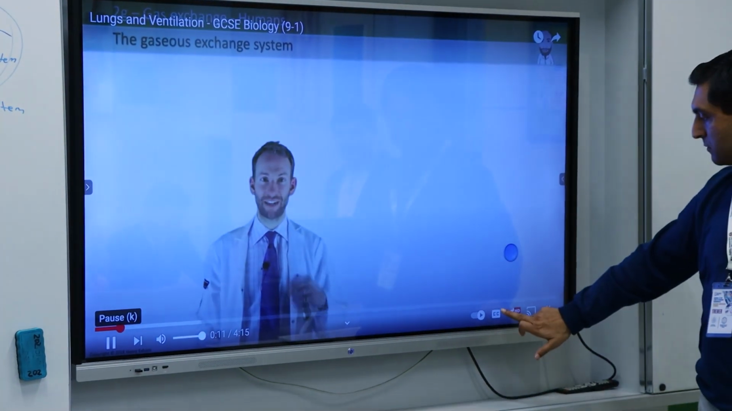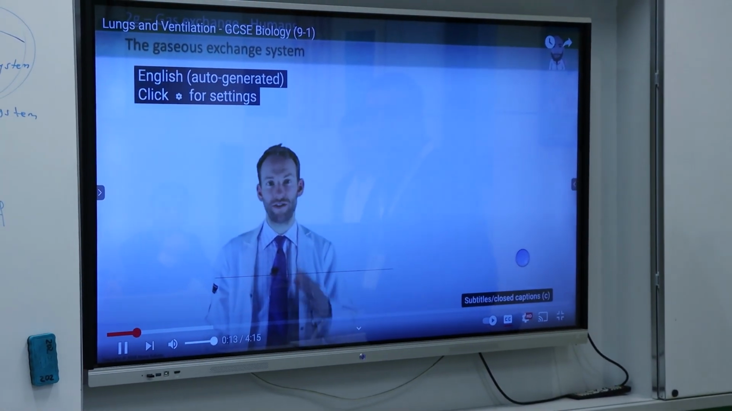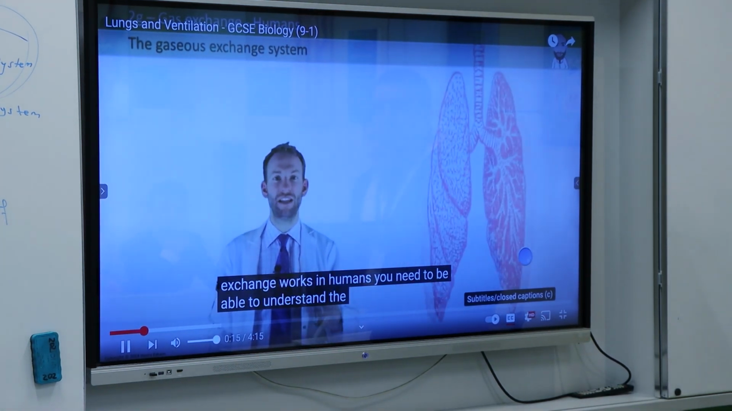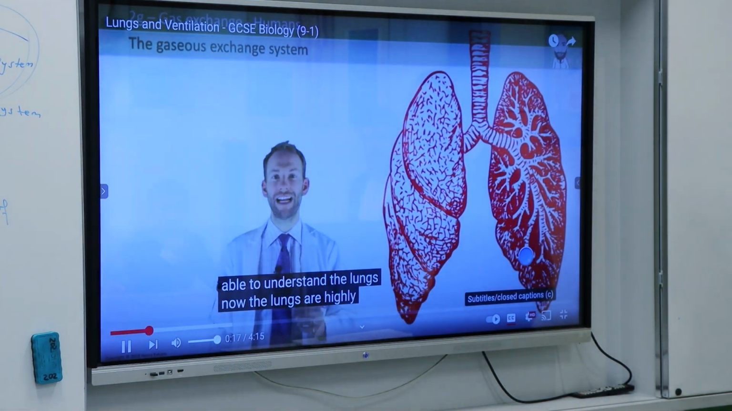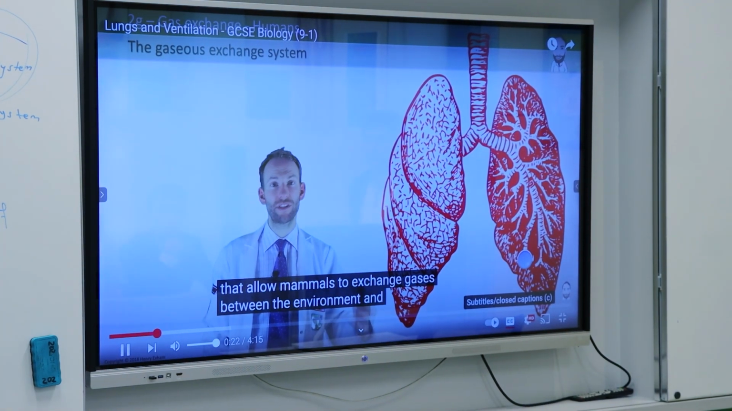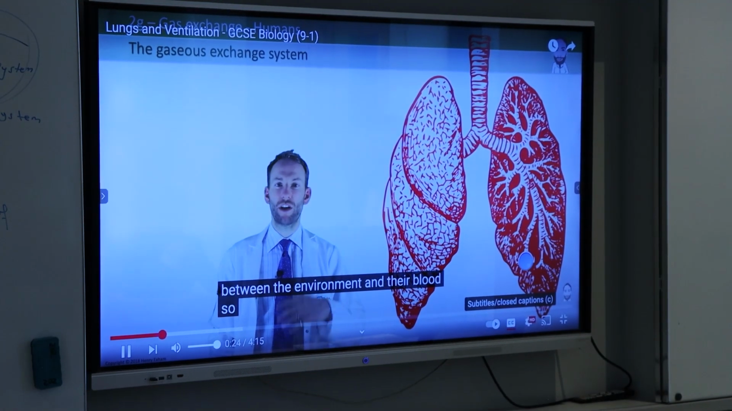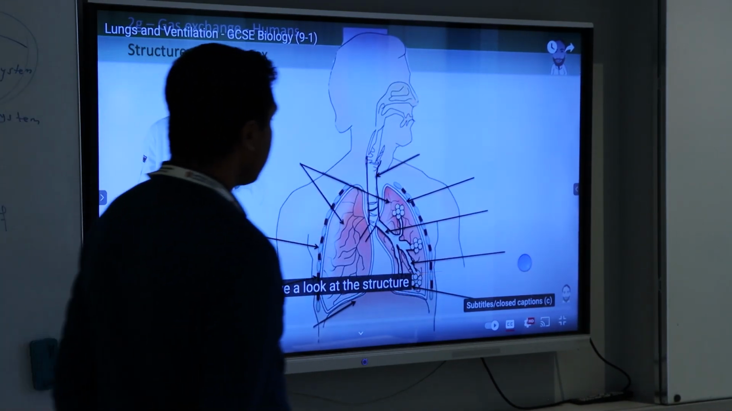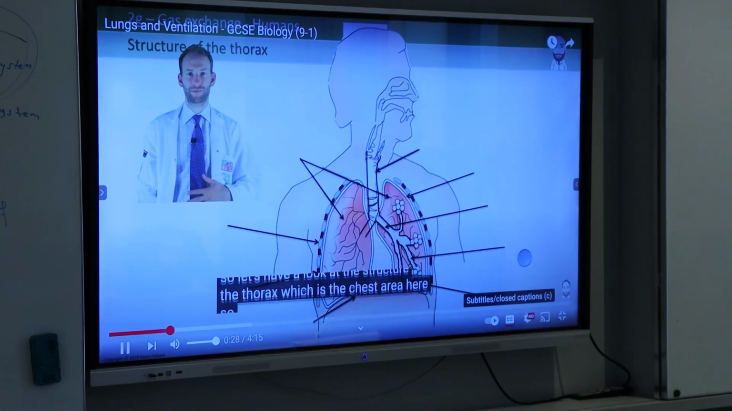So in order to understand how gas exchange works in humans, you need to be able to understand the lungs. Now the lungs are highly adapted organs that allow mammals to exchange gases between the environment and their blood. So let's have a look at the structure of the thorax, which is the chest area here.